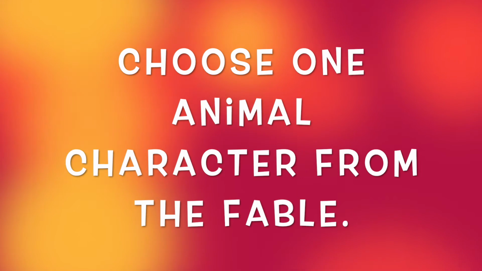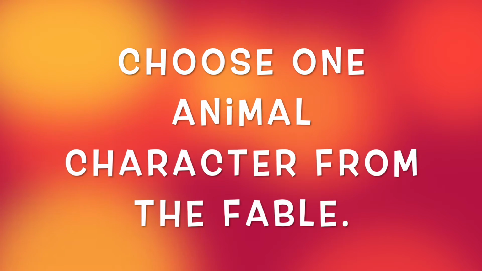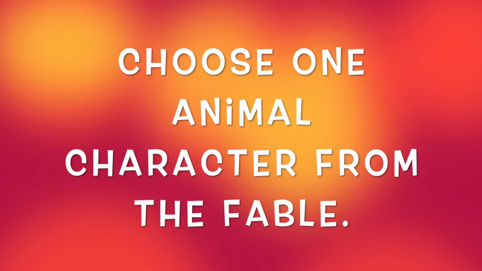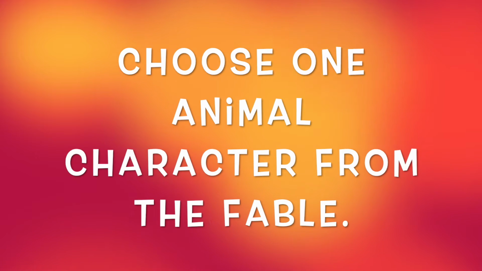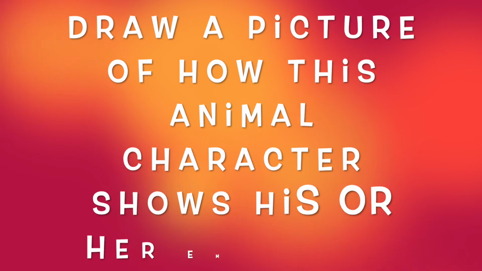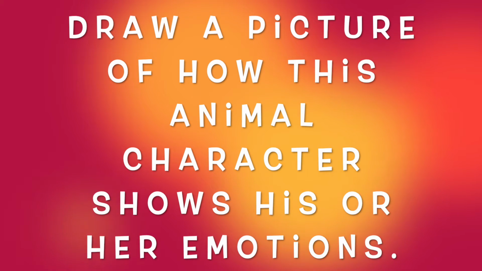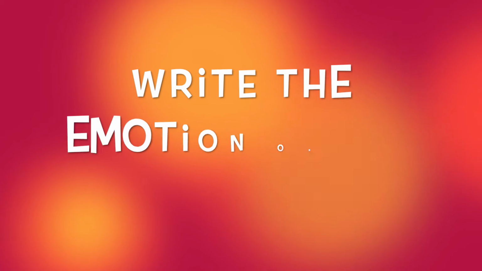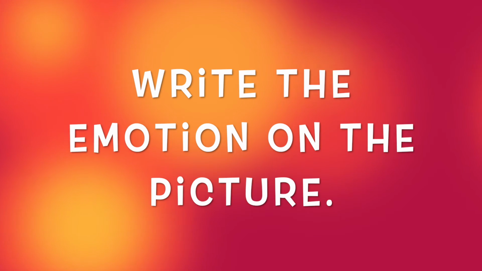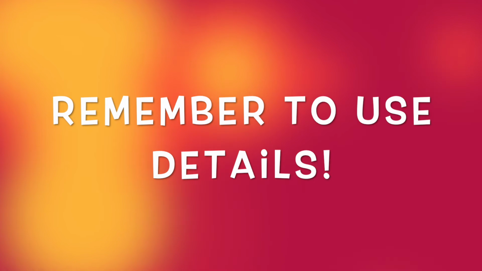It's time for today's journal prompt. I want you to think about one of the animal characters from the fable today, either the dog, the cat, the mouse, or the cow. Draw a picture of how this animal character shows his or her emotions. And then I want you to write that emotion anywhere on the picture. And remember, use details.